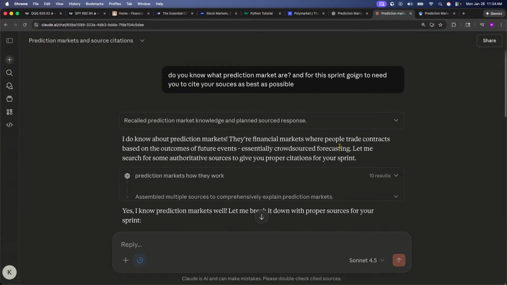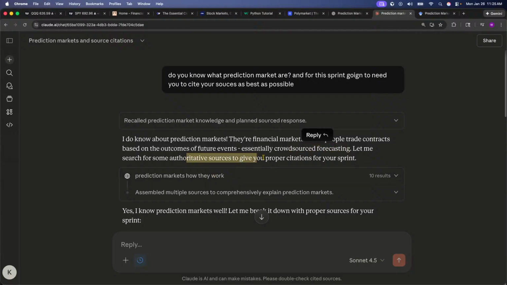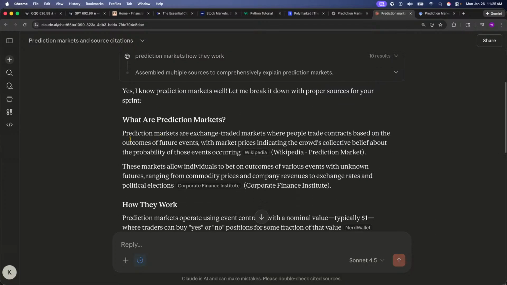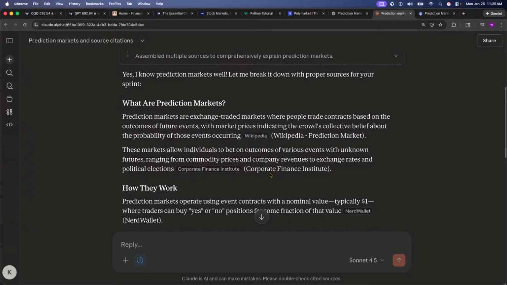Let's see what Anthropic said. I do know about prediction markets. They are financial markets where people trade contracts based on the outcomes of future events. Essentially crowdsourcing forecasting. Let me search some authoritative sources to give you proper citations. Okay, it used Wikipedia. I don't know if that's an authoritative source.